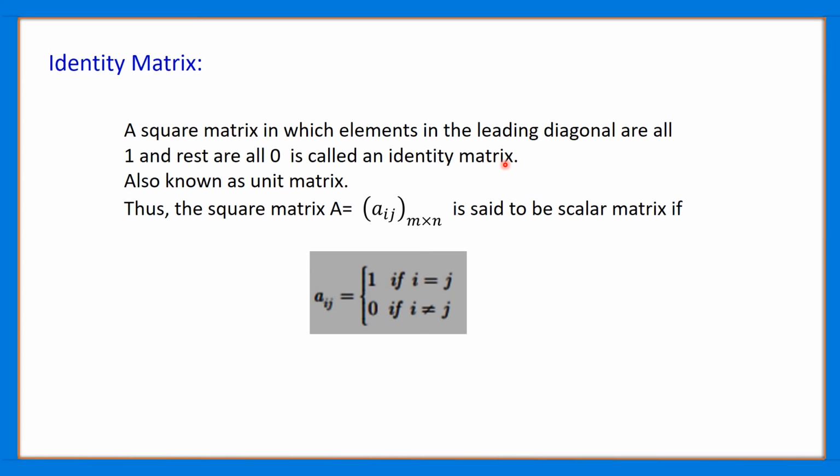Similar to the scalar matrix and diagonal matrix, we have a condition to claim whether the given matrix is an identity matrix or not. The condition is: the square matrix A equal to Aij of order m cross n is said to be an identity matrix if Aij takes the value 1 if i is equal to j and 0 if i is not equal to j. So from this condition we can see that the diagonal elements should have the value 1 and the rest should have the value 0.